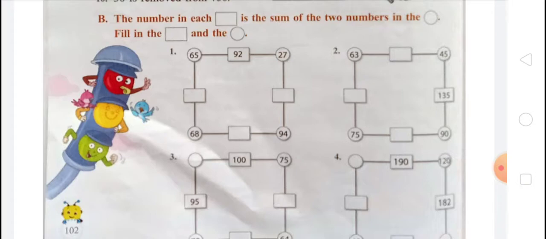And after that, we have to add 27 and 94. 27 and 94 are in the circle and we have to write in the box. 27 plus 94, 7 plus 4 is 11, 1 carry, 2 plus 9 plus 1 is 12, so 121. And after that, 68 plus 94.